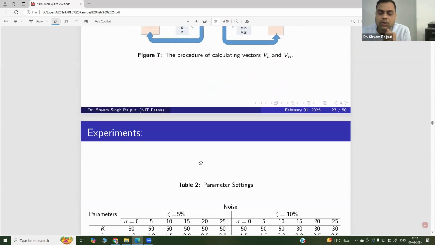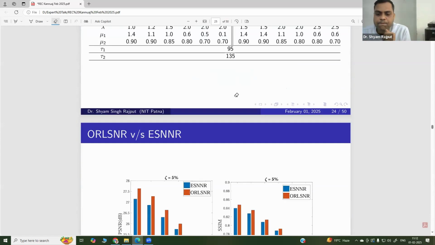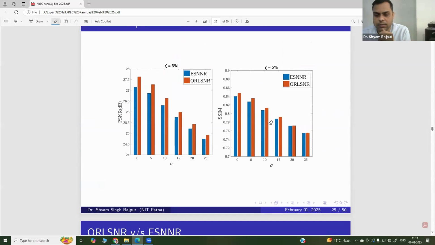Now, this is the overall working, how we are computing VL and VH. And this was the previous model, ESNR, where we were replacing the pixel values of the original image from the guided image, and this is the model where we are computing two vectors VL and VH. You can say that this second model achieves better performance in terms of PSNR and SSIM as compared to the previous model.